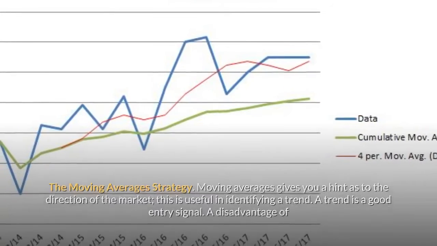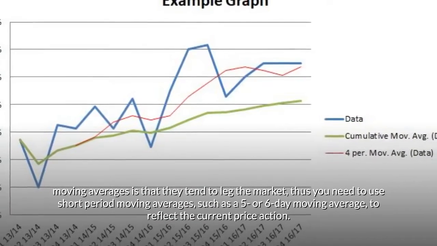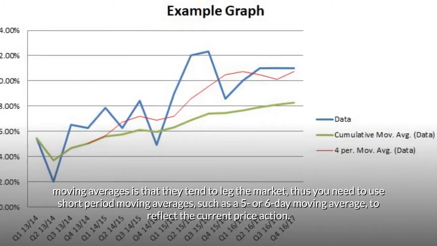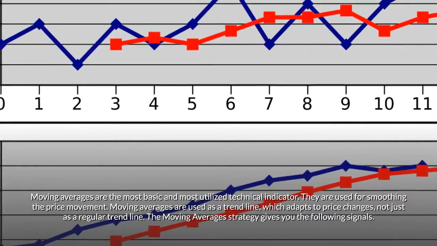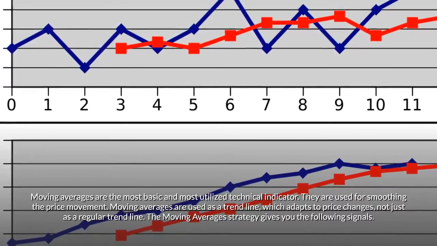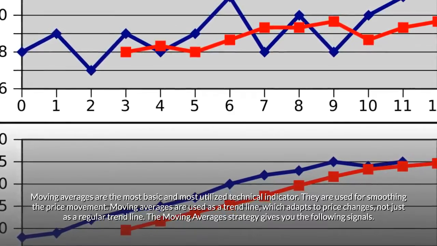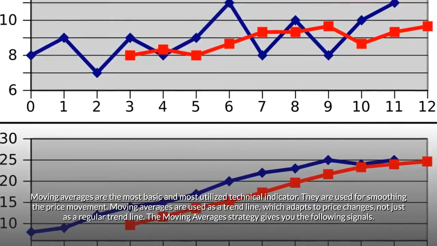A disadvantage of moving averages is that they tend to lag the market, thus you need to use short-period moving averages, such as a 5 or 6 day moving average, to reflect the current price action. Moving averages are the most basic and most utilized technical indicator. They are used for smoothing the price movement. Moving averages are used as a trend line, which adapts to price changes, not just as a regular trend line.